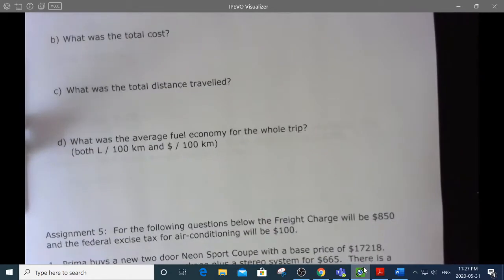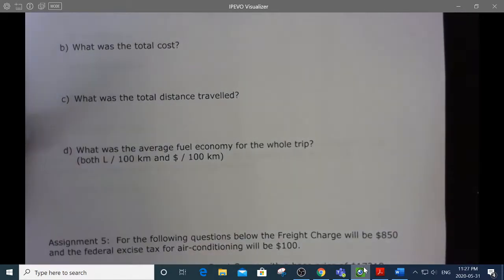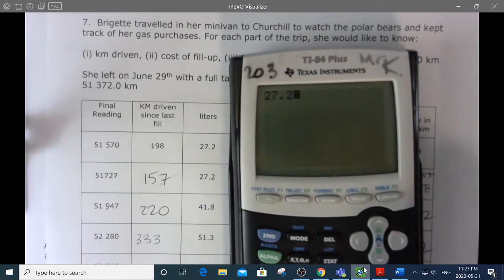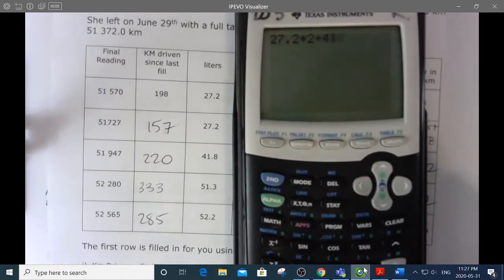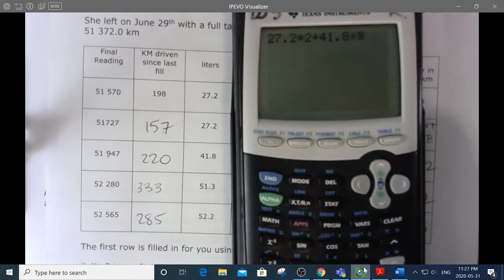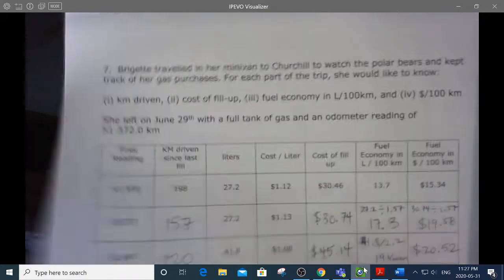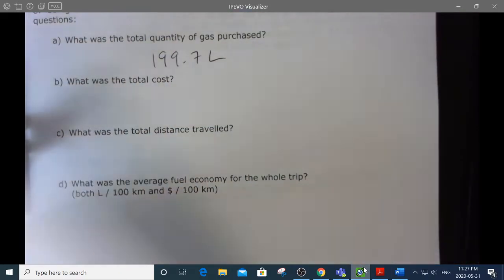And for number 8, using the information from the chart in 7, what was the total quantity of gas purchased? Okay, so the total quantity of gas purchased would be to add up all those. So 27.2 times 2 plus 41.8 plus 51.3 plus 52.2 is 199.7. 199.7 liters.